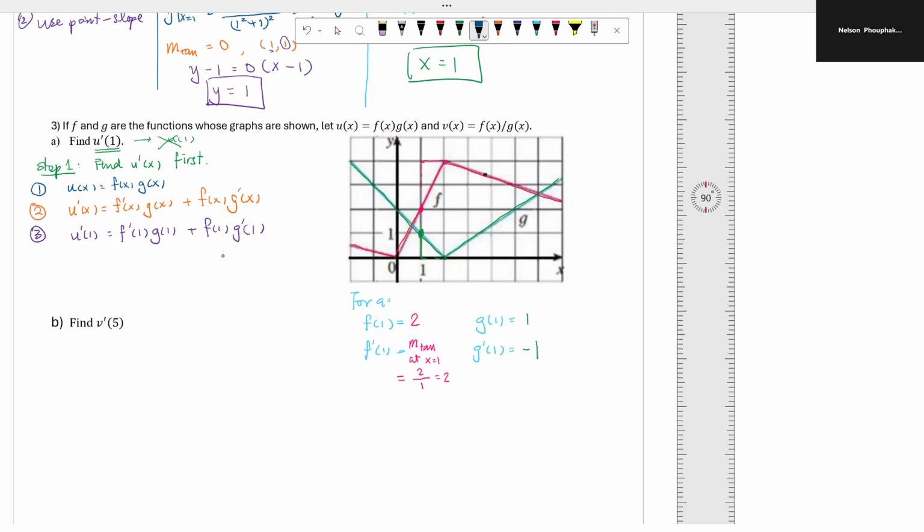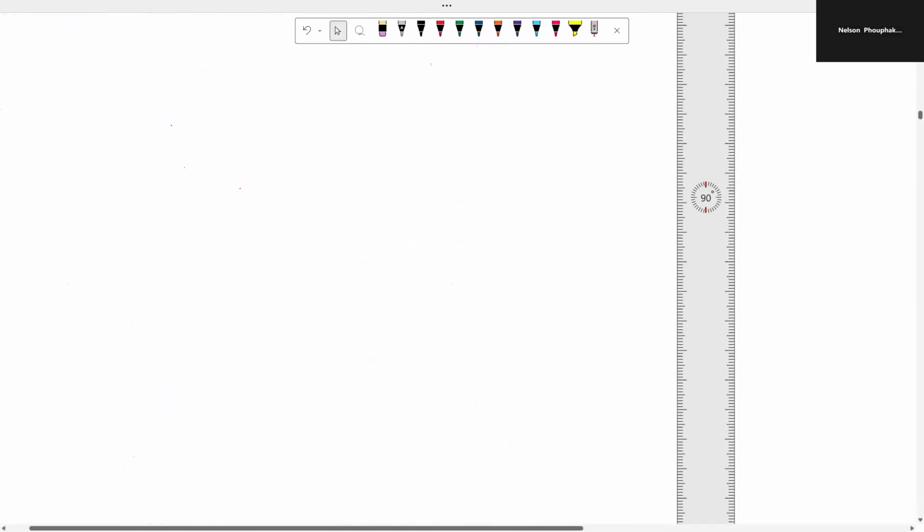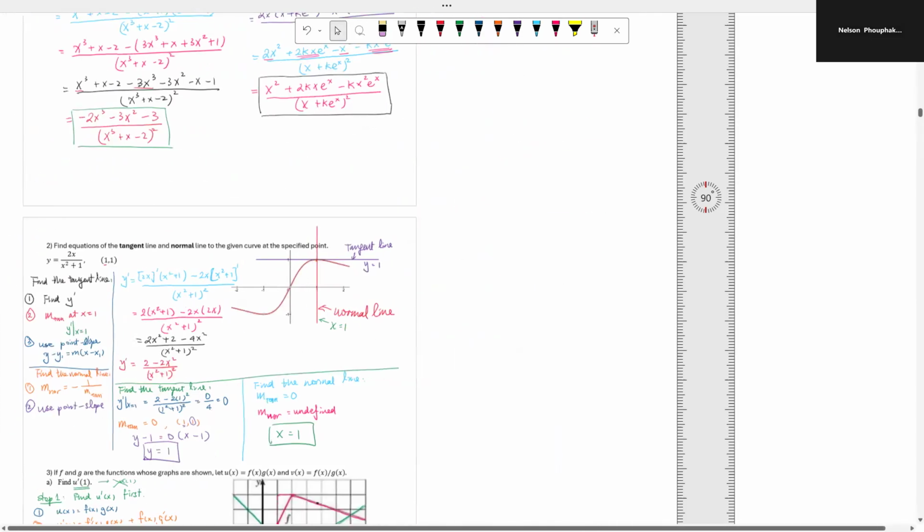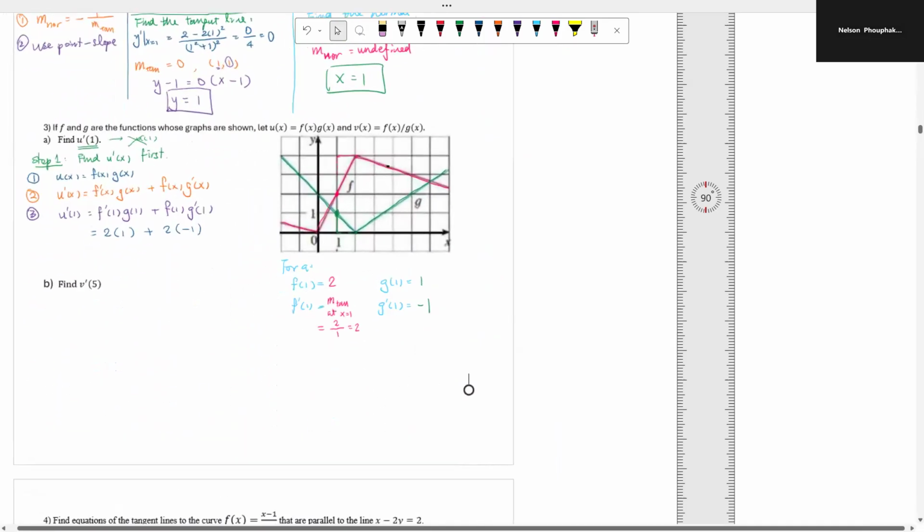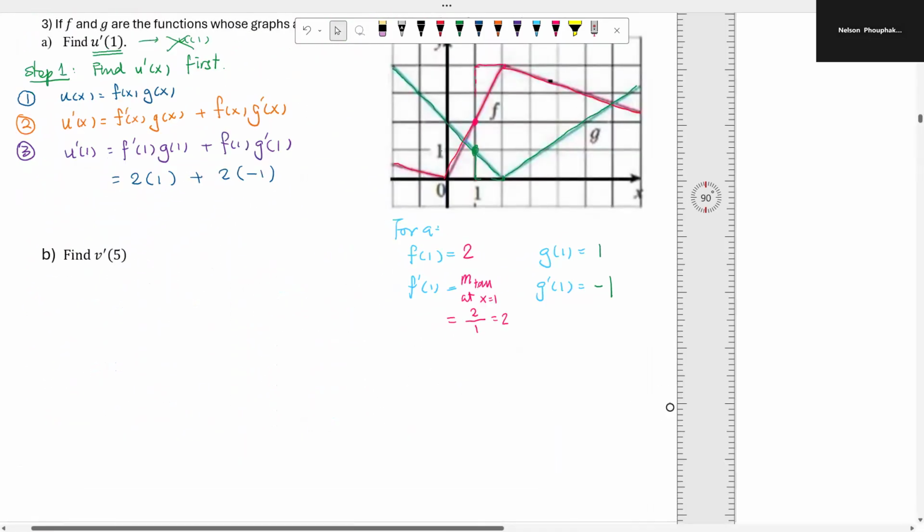Now we can go back to the problem to finish this. So f prime of 1 is 2 times g of 1 is 1, plus f of 1 is 2 times g prime of 1 is negative 1. Okay, so of course, in this case, you will have 2 minus 2. So the answer is equal to 0.